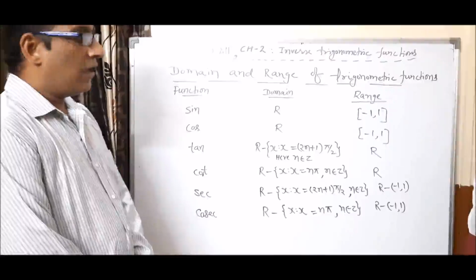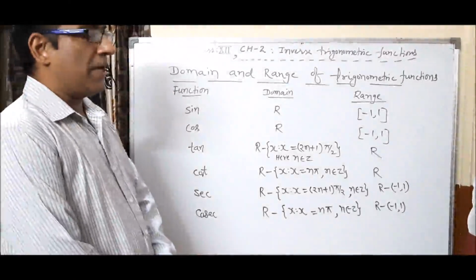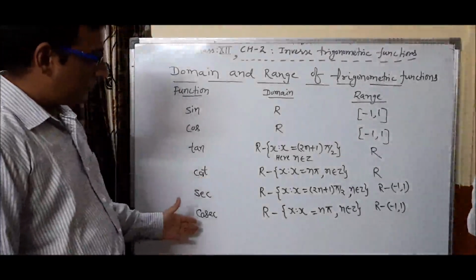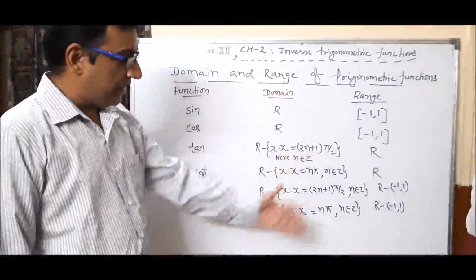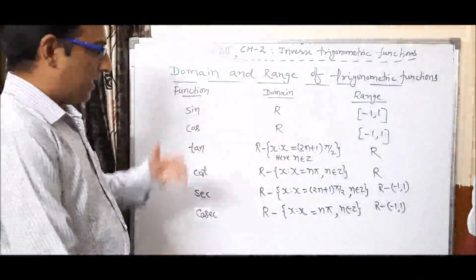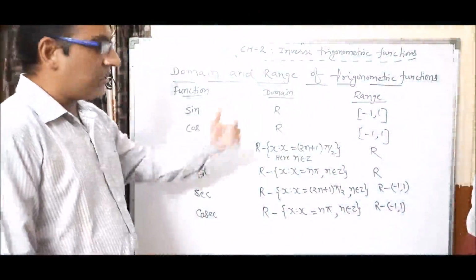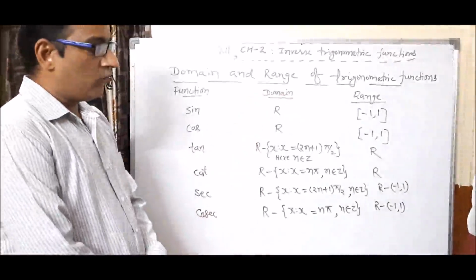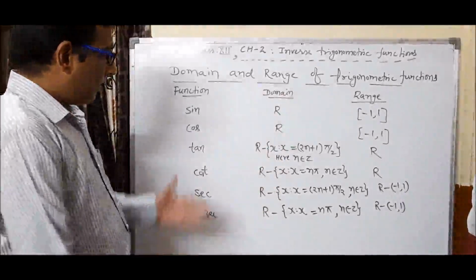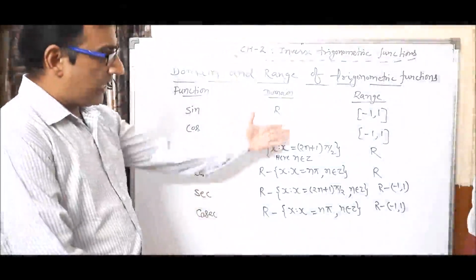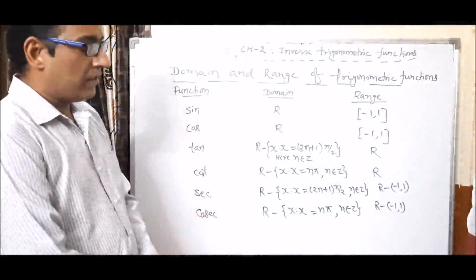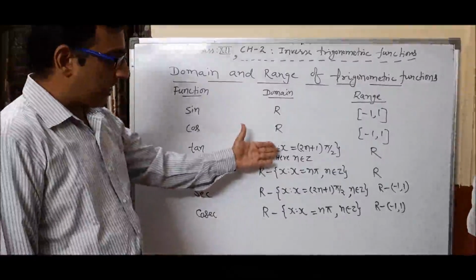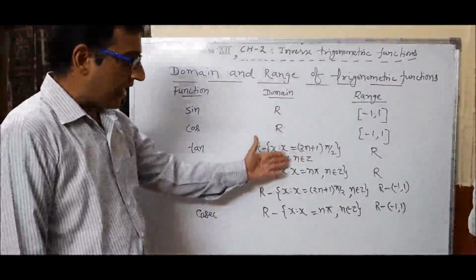Now I am continuing with domain and range of trigonometric functions. As you see in this table, these are the functions, domain and range. First we will continue with the function sine. If the function is sine, then domain is R, R means real numbers, and range is minus 1 to 1 in a closed interval. For cos function, domain is R, and again range is minus 1 to 1. For tan, domain is R minus {x such that x equals (2n plus 1) pi by 2}. Here n belongs to Z.